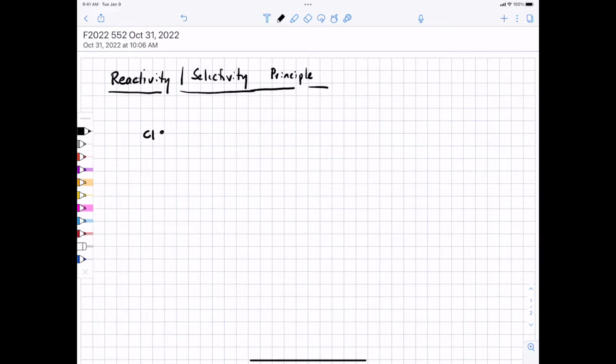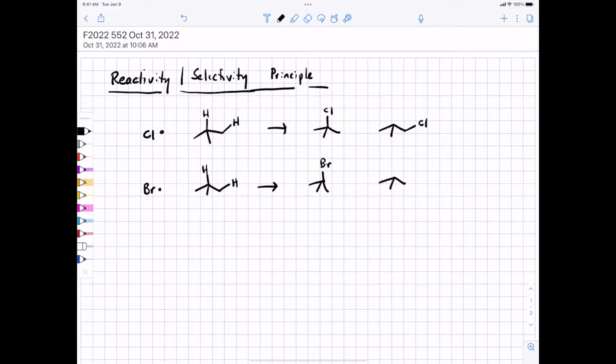So if you do radical chlorination of this hydrocarbon, you've got two different kinds of protons, and so your products will be either chlorination here or chlorination there. And then you can do the same thing for radical bromination and get the same analogous products. The issue is, is there selectivity between these two products?